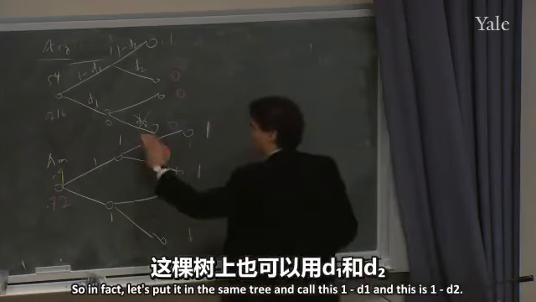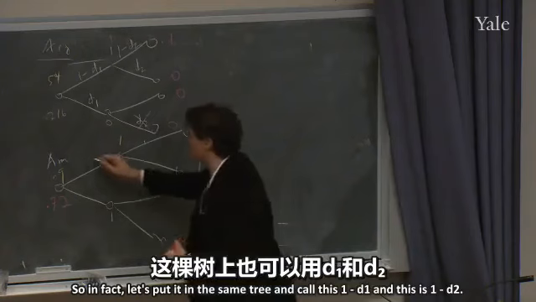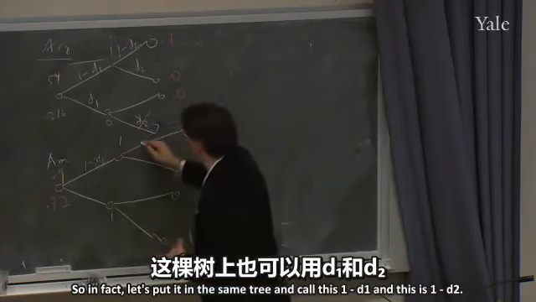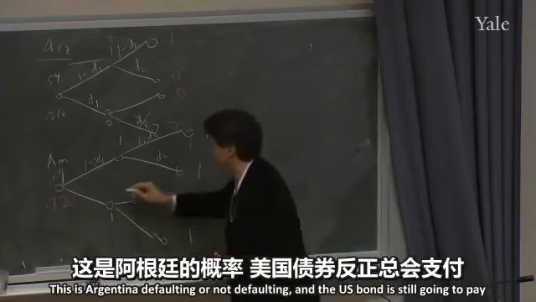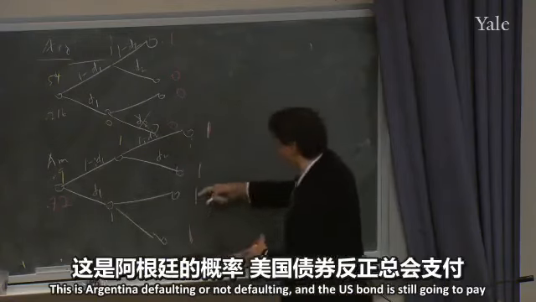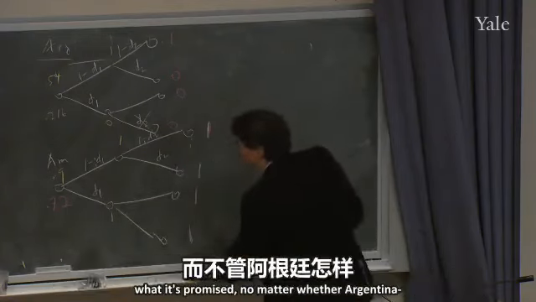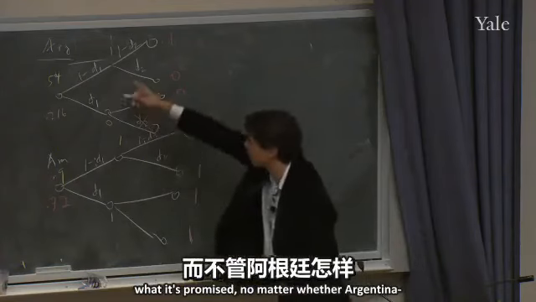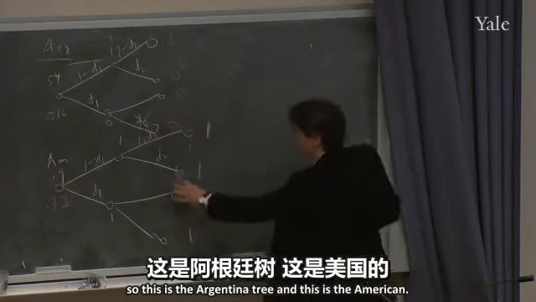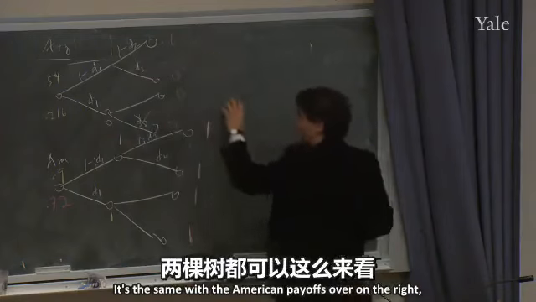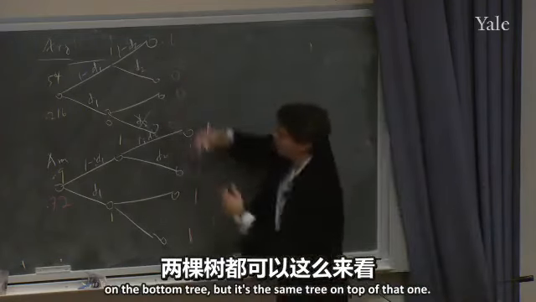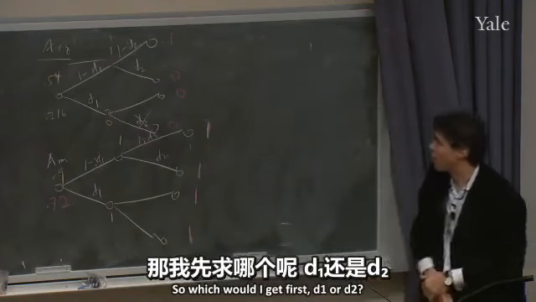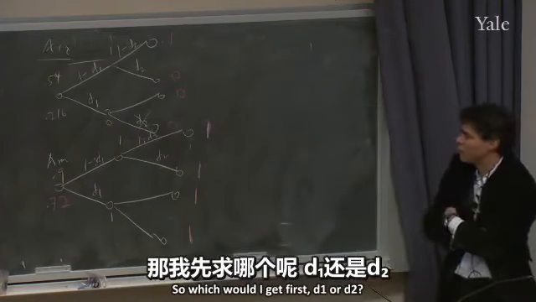this is probably 1 here and 1 here, or it doesn't matter, you call them all 1s. So in fact, let's put in the same tree and call this 1 minus D1, and this is 1 minus D2. This is Argentina defaulting or not defaulting. And the US bond is still going to pay what it's promised, no matter whether Argentina defaults. So this is the Argentina tree, and this is the American, the same tree with the American payoffs on the bottom. Which would I get first, D1 or D2?